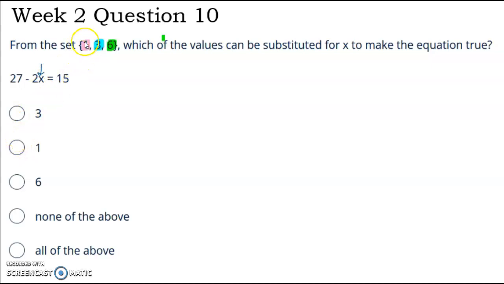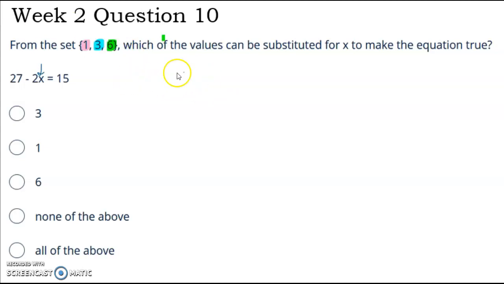All right, so let's plug in the number 1, and I'll use pink. So we have 27 minus 2. Now, this is not 2x. I can't just put a 1 here because this is not 21. What this is, though, is 2 times x. So this is 2 times 1.